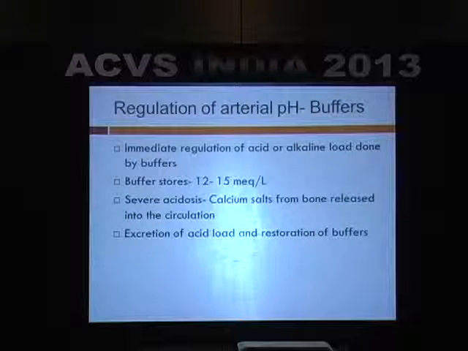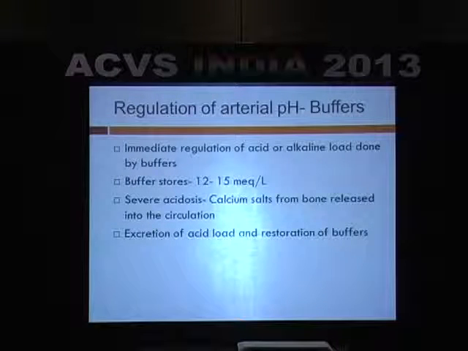These buffers are present in a limited concentration in the blood. They are about 12 to 15 milliequivalents per liter. In cases of severe acidosis, this will not be sufficient to buffer the acid load which is there in the body. So what does the body do? It releases the calcium salts which are present in the bone to buffer the acid load. This scenario occurs in patients with chronic kidney disease. So it releases from the bone and it causes renal osteodystrophy.